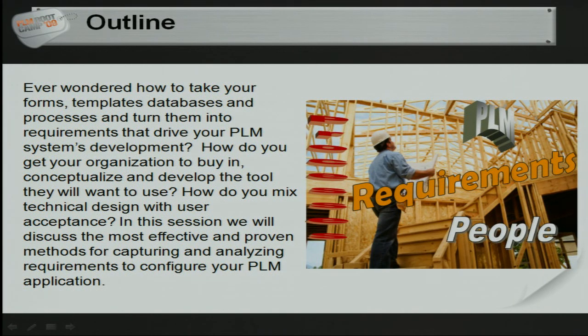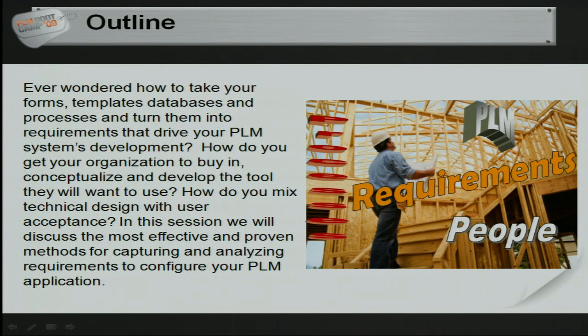We're also going to talk to you about how to get your organization involved so that they buy into the definition process that's required early on so you can build something they'll love to use. We're also going to talk about how to manage the technical aspect of designing requirements so that people will accept them and they'll pass the testing phase. And what are the most effective methods today for capturing and analyzing your requirements?